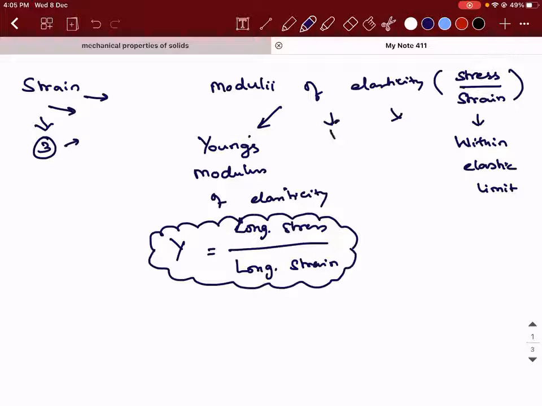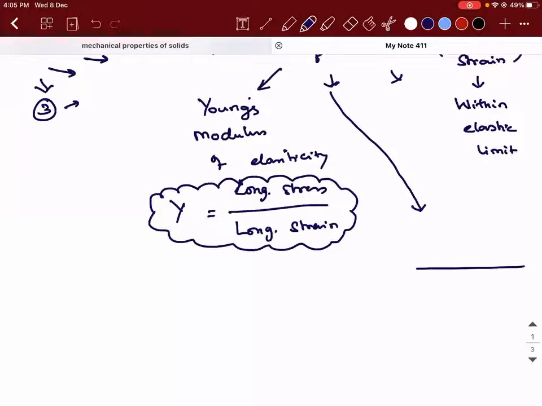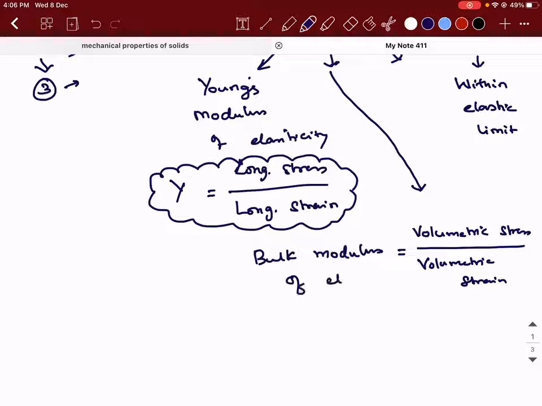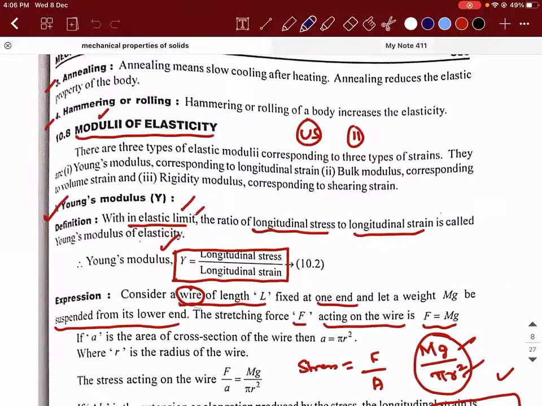The next concept that we are going to see is, what will be the next concept? You guys can guess it, right? So there is a pattern that is being followed in this chapter. After longitudinal, what have we been seeing? It is volumetric stress divided by volumetric strain. So this should also have a name, and the name given to this is bulk modulus of elasticity. Okay, this is what we call the bulk modulus of elasticity.